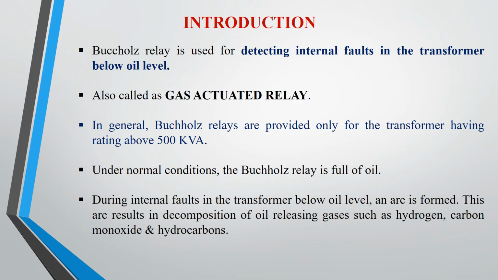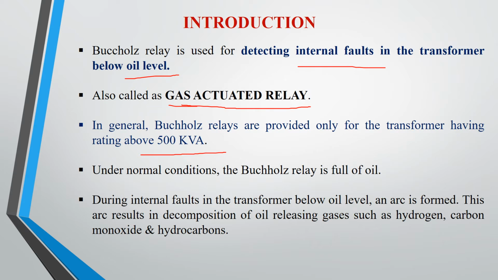Starting with the introduction, Buchholz relays are used for detecting internal faults in the transformer below the oil level. Buchholz relay is also called a gas actuated relay because the actuating quantity which helps the relay in operation is gases. In general, Buchholz relays are provided only for transformers whose rating is above 500 kVA.